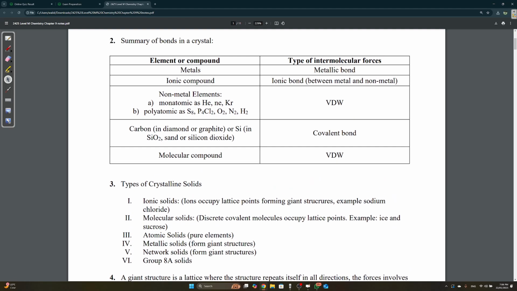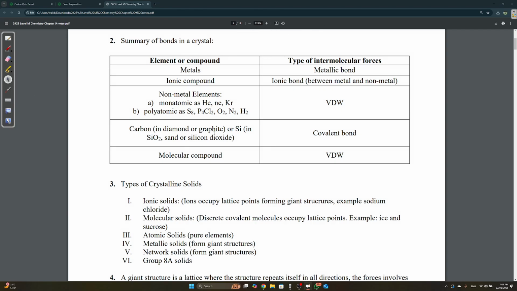Non-metals, okay, they can be noble gas structures, which are monoatomic, or polyatomic like S8, P4, Cl2, O2, and H2. These are all van der Waals, okay, so you have sulfur bonded to another sulfur. This is what we call a van der Waals. VDW stands for van der Waals, and it's actually just very weak interactions, okay? You don't need to know much about it other than it's very weak interactions, okay?